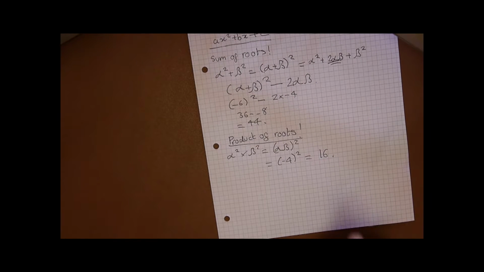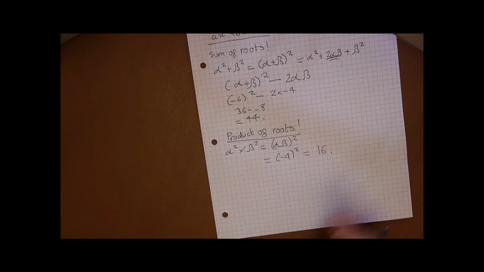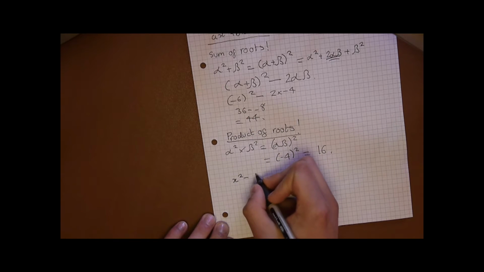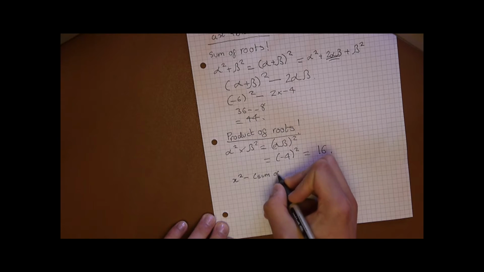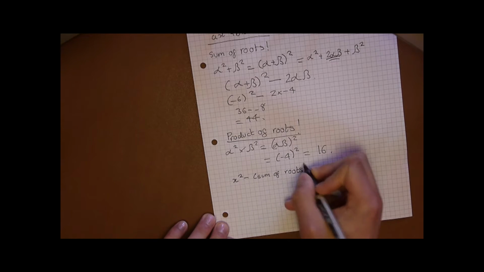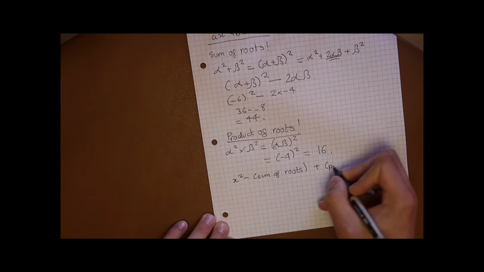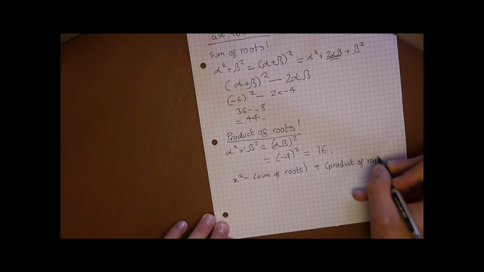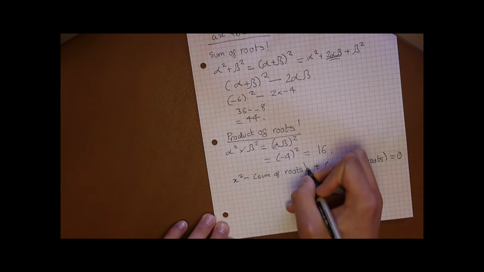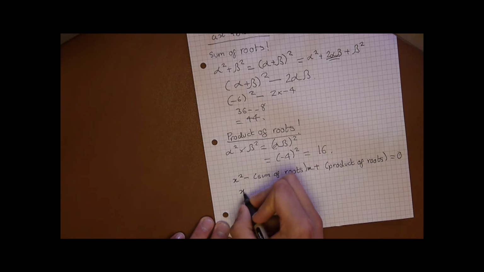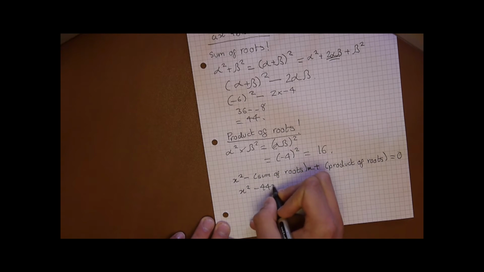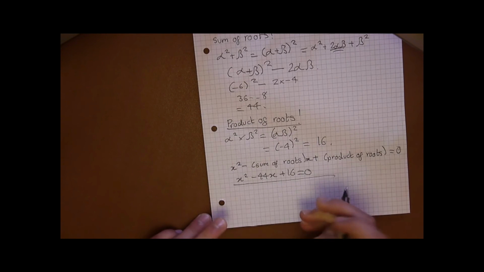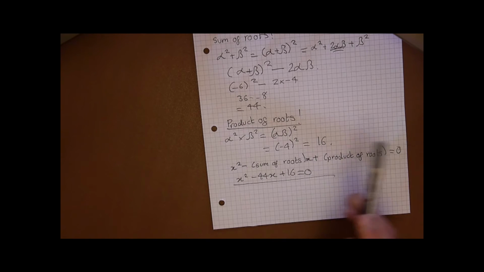Now the last thing we need to do is actually put it all together. The form in which this goes is x squared minus the sum of roots, which in our case is 44, plus the product of roots. So that should be x squared minus 44x plus 16 equals 0. Now that is how you find the quadratic equation with roots of alpha squared and beta squared.